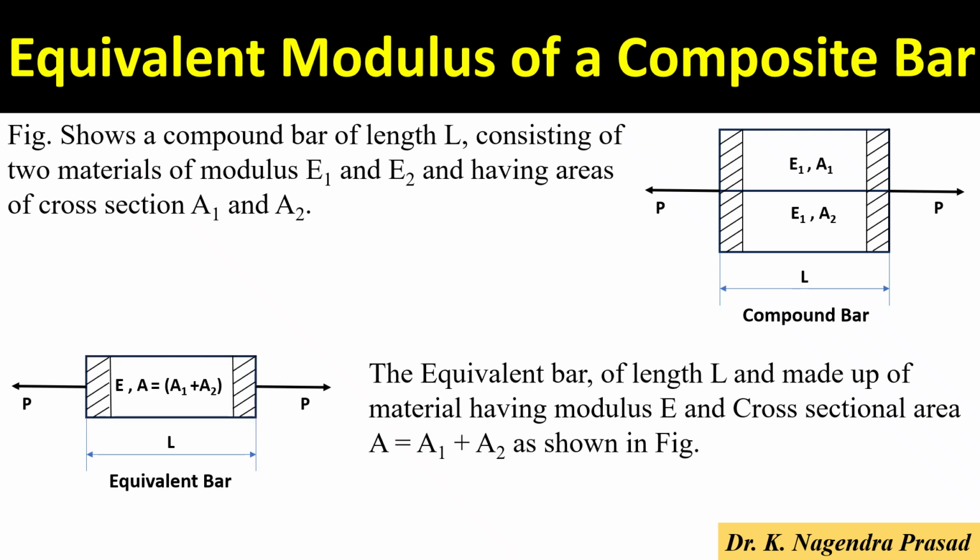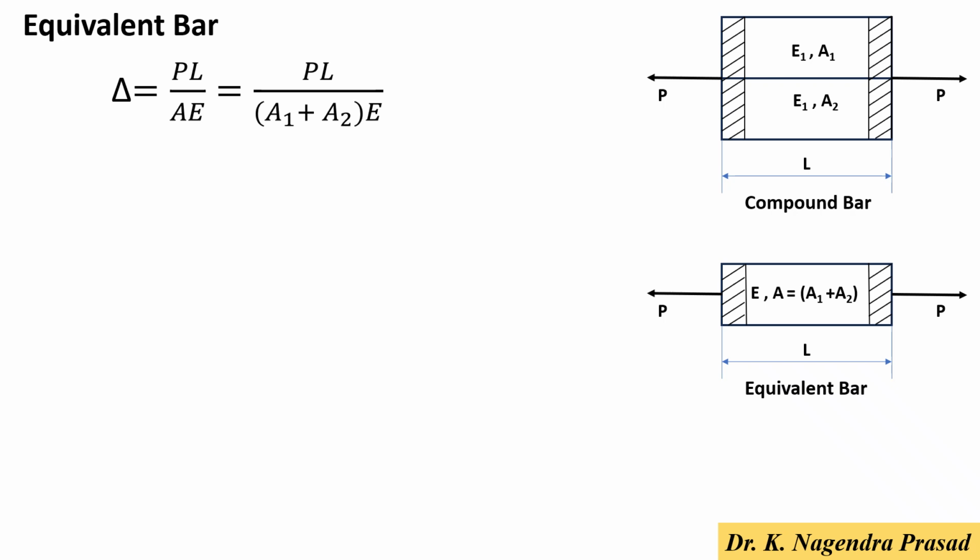Similarly, another diagram is represented for the equivalent bar. The equivalent bar of length L is made up of a material having modulus value capital E, and its cross-sectional area capital A is equal to A1 plus A2, as shown in the diagram. Next, we have to determine the deformation of the equivalent bar.